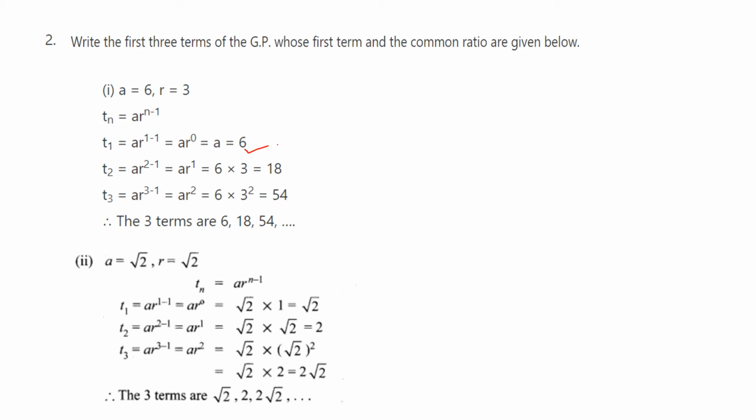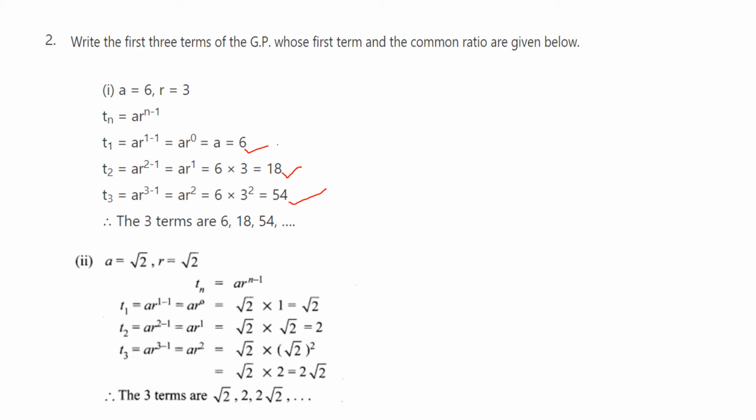R is here 3. So 6 into 3 is 18. T3 equal to A R to the power 3 minus 1. A is 6. R to the power 3 minus 1 means R squared, that is 3 squared, that is 9. 6 into 9 equal to 54. Therefore the three terms are 6, 18, 54.